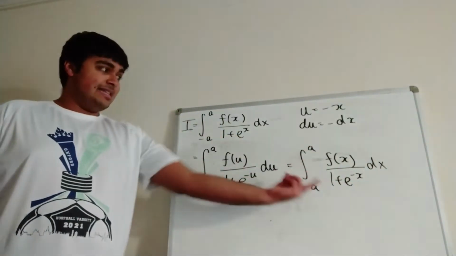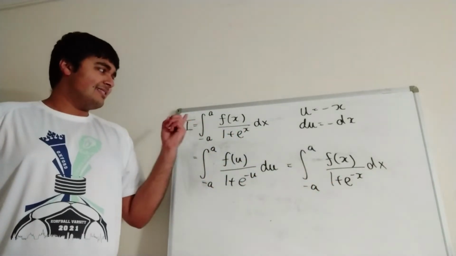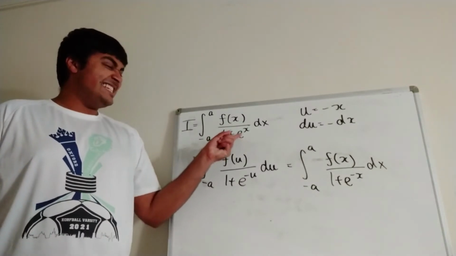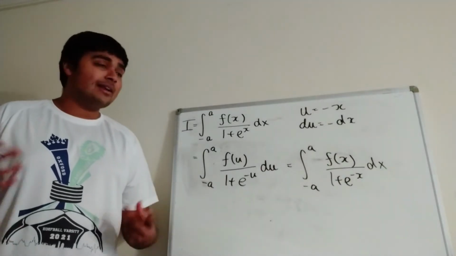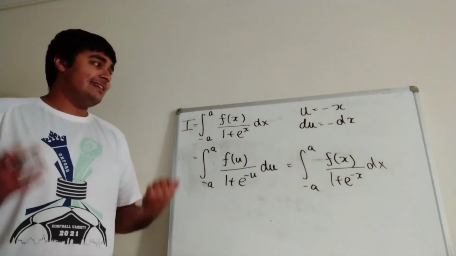So we've shown that I is equal to this guy here, and this thing here looks very similar to what we had at the start, except the only difference is before we had a 1 plus e to the x in the denominator, but now we have 1 plus e to the minus x. So that's a small but subtle difference, but those two quantities are exactly the same.